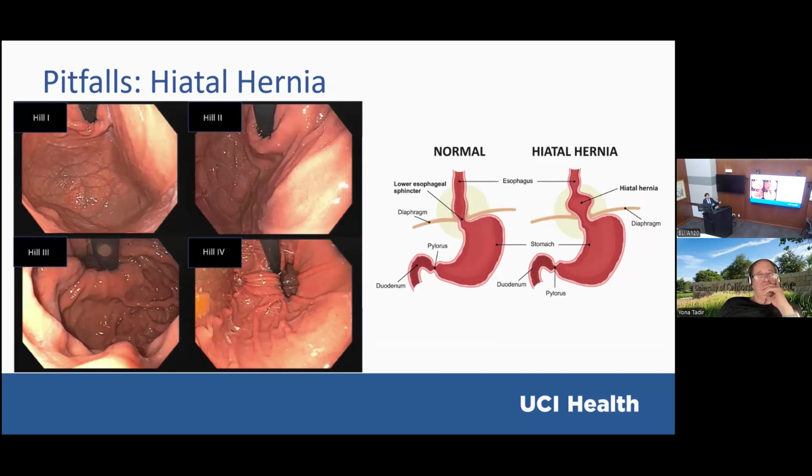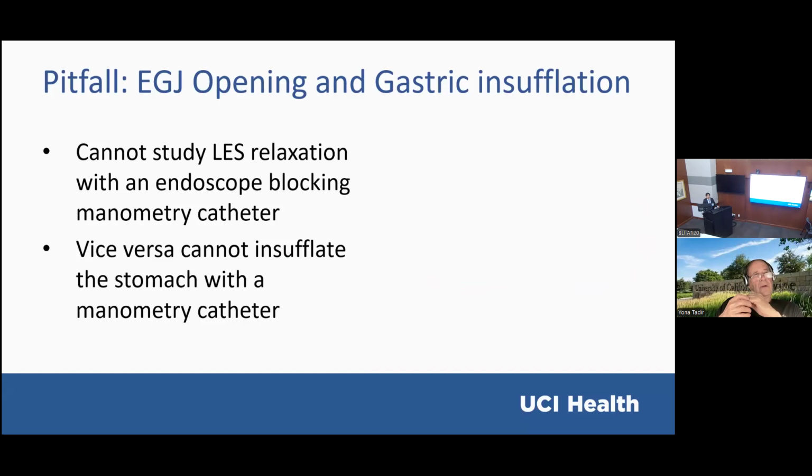But if they have a Hill grade 4, there's this huge gaping hole from the diaphragm, and the sphincter is a little bit proximal behind that scope area here. So I can't readily visualize that. So a pitfall in measuring this association between gastric pressure and this EGJ opening is that I can't study it if there's a manometry catheter in the way. I can't insufflate the stomach with just the manometry catheter, and vice versa.